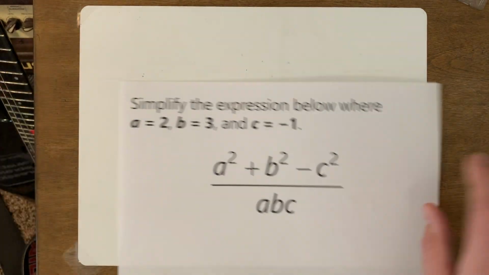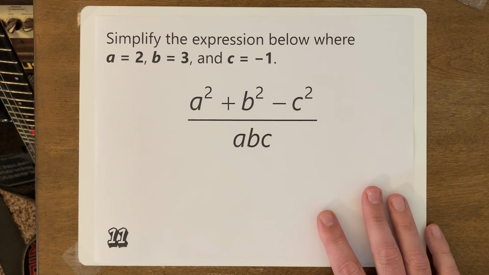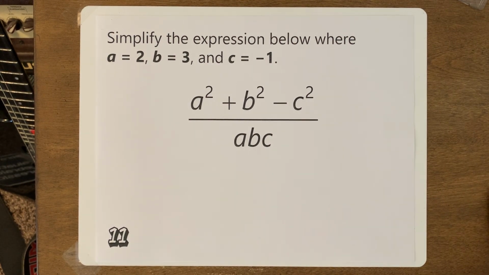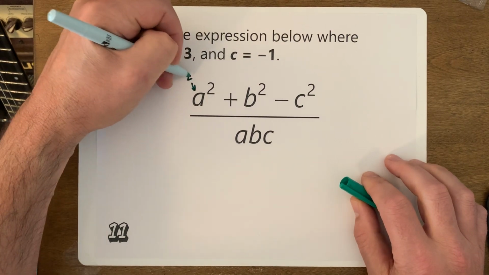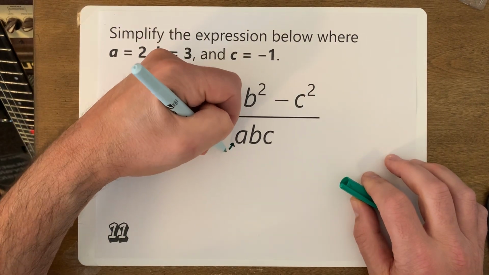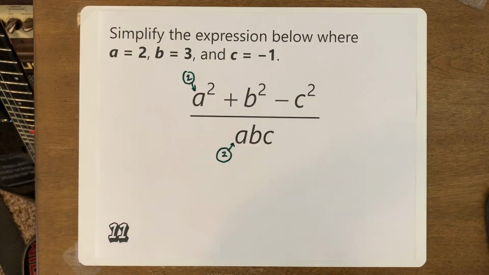All right. Here's one with a couple different things. Now we have 3 different numbers to plug in. So let's see how this works. A is 2. Okay, so I gotta save a little bit of room here. B is 3.